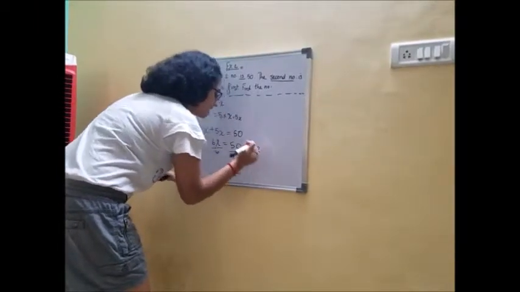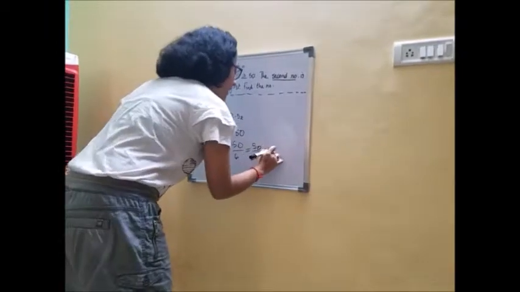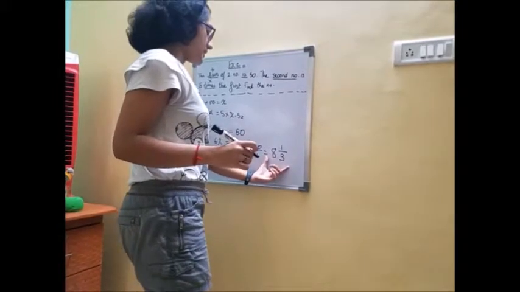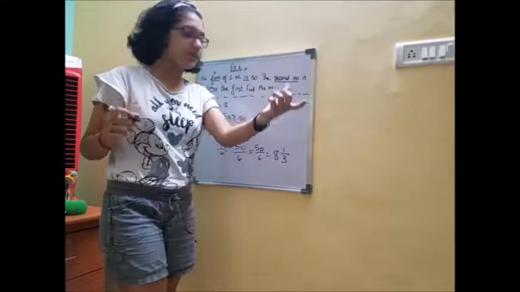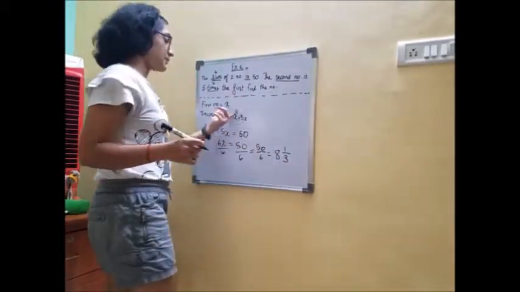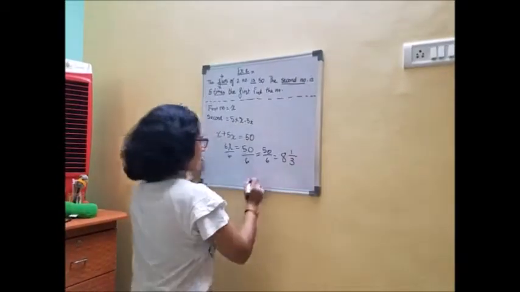You can leave it like this, or you can turn it into a mixed fraction, which is going to be 8 1/3. So now this is the first number, but they say find the numbers. So we're going to find both of the numbers. The first number is this. The second number is 5 times this. So we have to multiply this by 5.